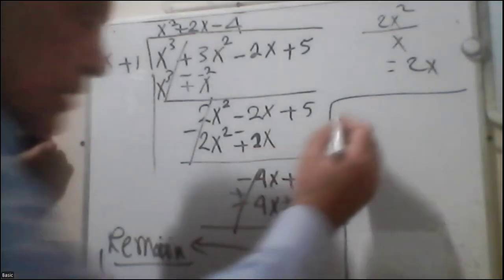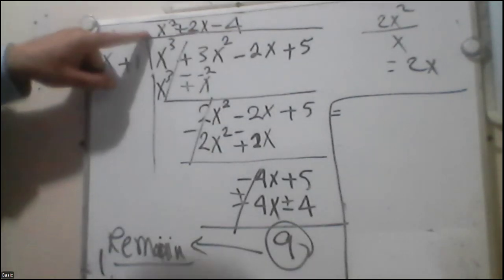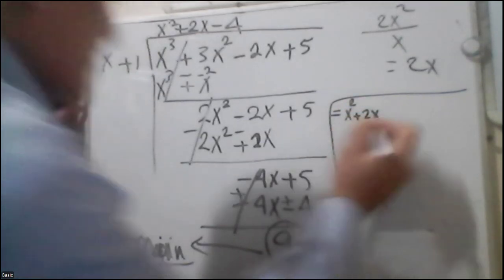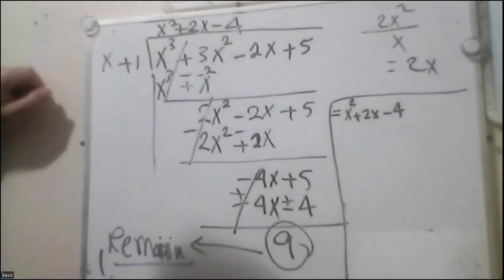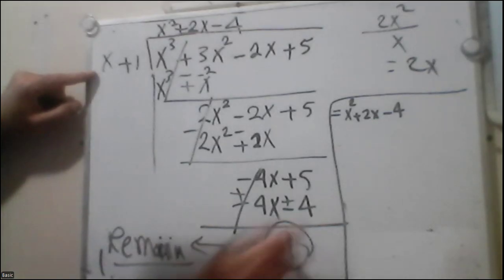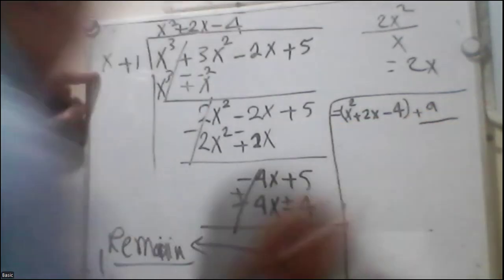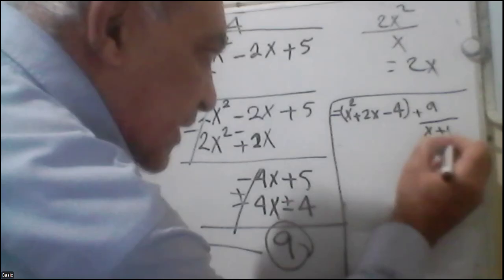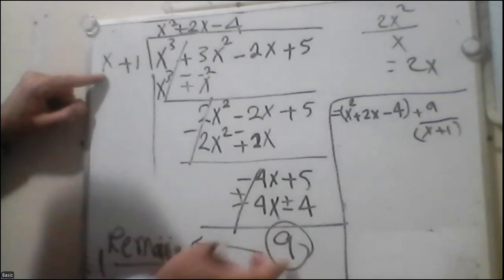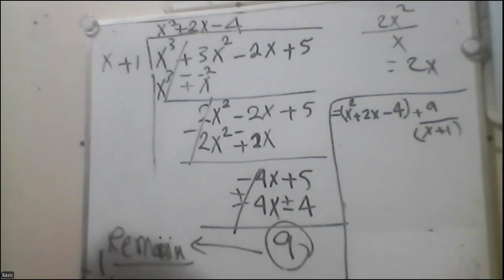The end solution will equal the output of the division, which is x squared plus 2x minus 4. Okay, then what's left here is 9. Then all of this in brackets like this, plus 9, which is the remainder, divided by x plus 1, which is what I divide on. Because it looks like this: this is the output plus the 9 divided by x plus 1. That is a way to do it.